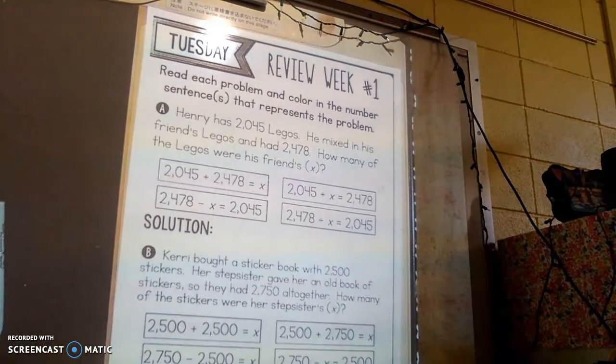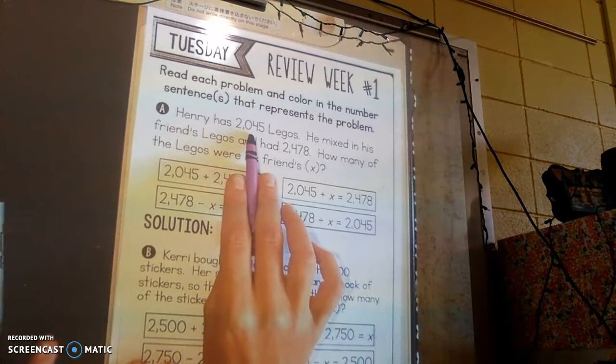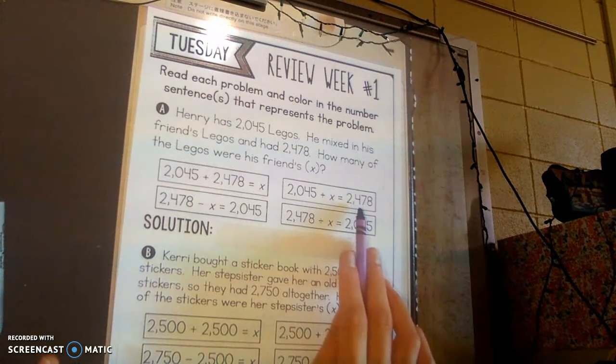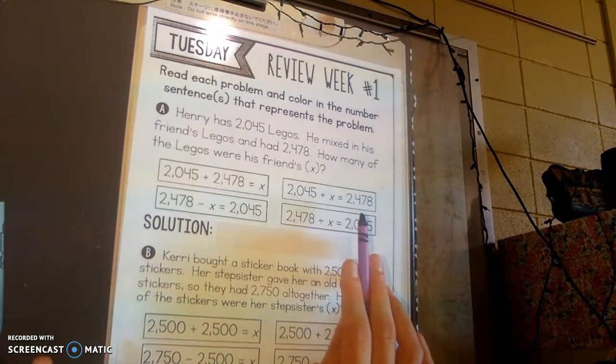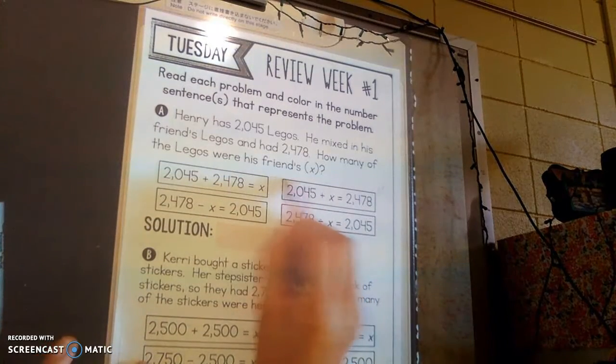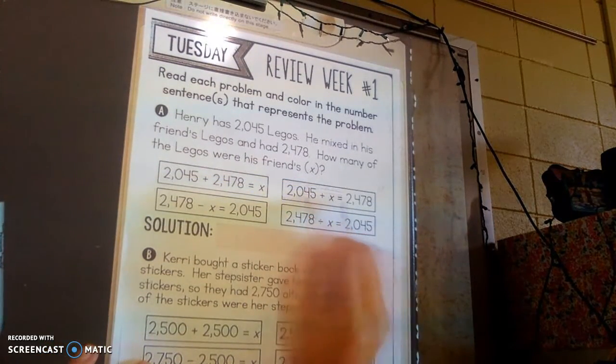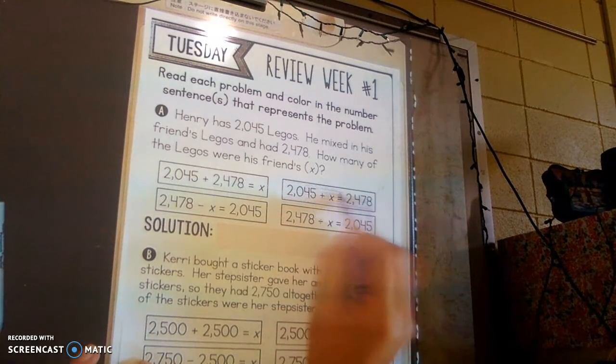2,478. So if I know he added Legos in some way to his original number, then I know that at the end, he would have had 2,478 Legos. So this one makes the most sense. X is standing for how many Legos that he added in that belonged to his friend.